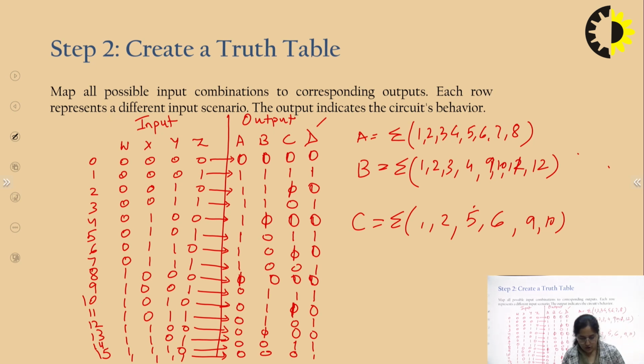So in case of A, it's 1, 2, 3, 4, 5, 6, 7 and 10. We will have 10 also in this case. And in case of B, it is 1, 2, 3, 4, 9, 10, 12. And in case of C, like this.